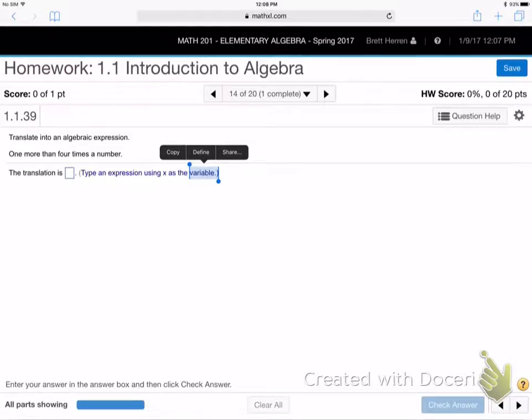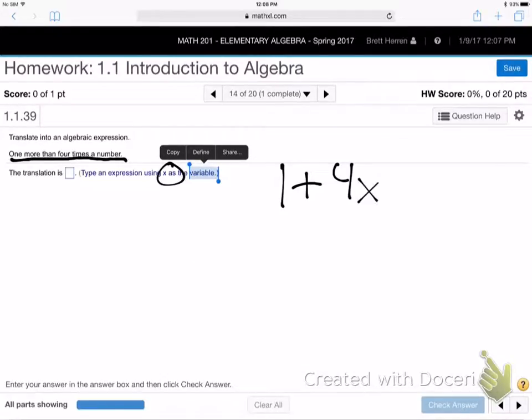Okay, so 1 more than 4 times a number. 1 more than 4 times a number. So how do we do that? 1 added. Yeah, and what do they want me to do for number? They want me to use x. Can you see that right there? They're saying use x for the variable. So 1 more than 4 times x is what we want on that.